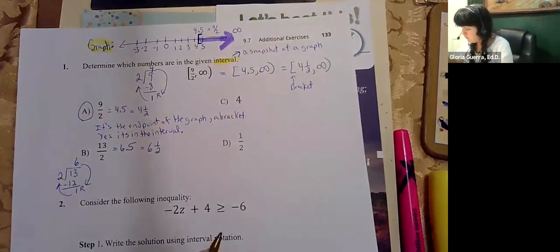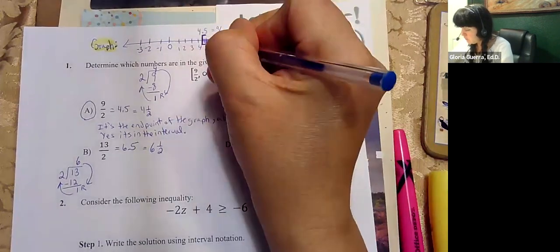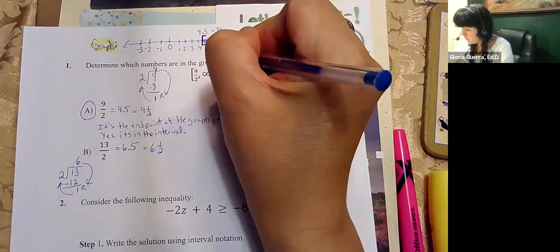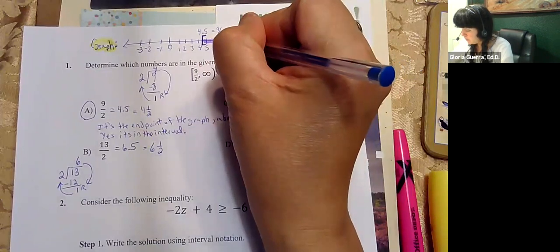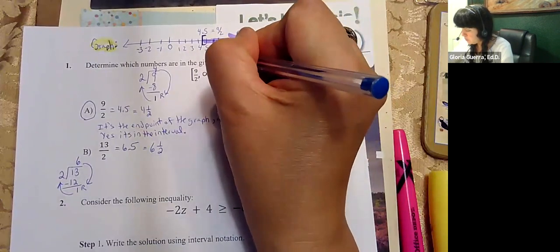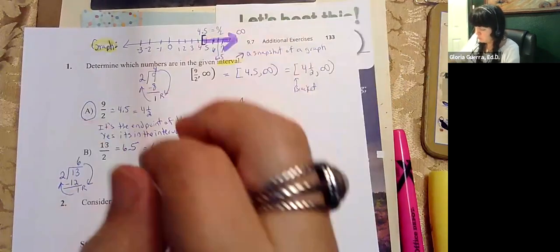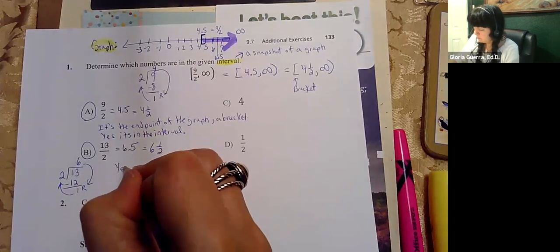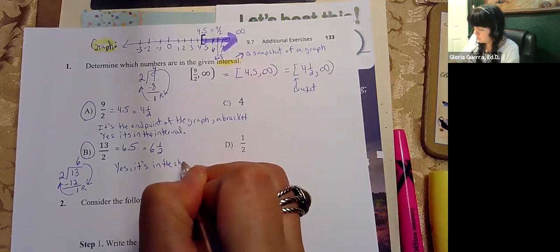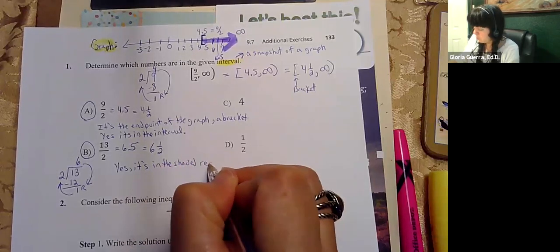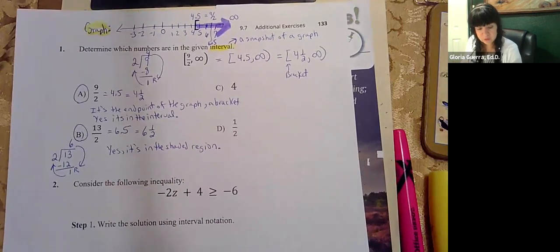So where is 6.5 in your region? If you look at your region, 6.5 is somewhere over here. This is 5, so this would be 6. If I put 7 here, 6.5 is about right here. So yeah, it's in the shaded region. I would circle that and say yes, it's in the shaded region. As long as it's in that shaded region, it's a solution.